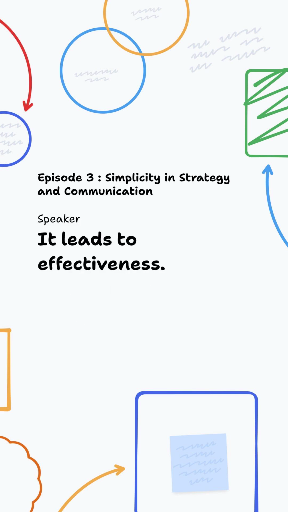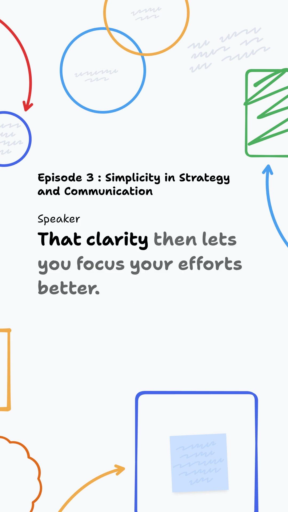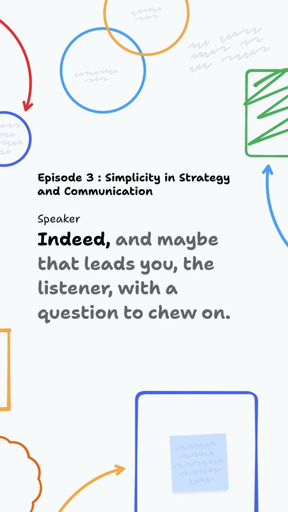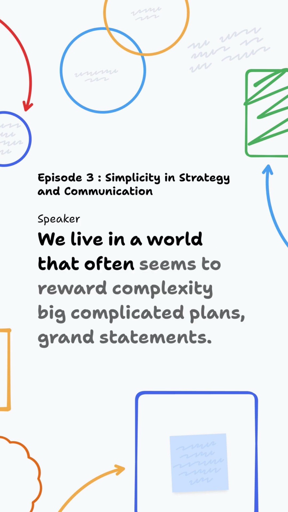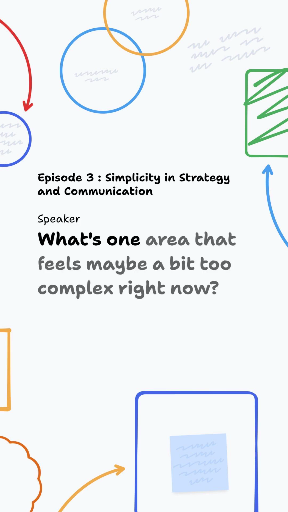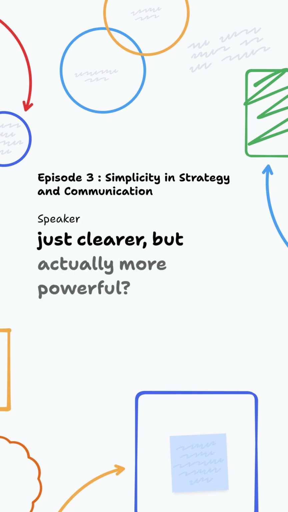It leads to effectiveness. It really sounds like it's a cycle. Simplify the strategy, and your communication becomes clearer, more compelling. That clarity then lets you focus your efforts better. It's really about choosing clarity over clutter, which lets you build that solid foundation you need. Indeed. And maybe that leaves you, the listener, with a question to chew on. We live in a world that often seems to reward complexity, big complicated plans, grand statements. So think about your own business or your idea. What's one area that feels maybe a bit too complex right now? And how could you apply this principle of simplicity starting today to make it not just clearer, but actually more powerful?